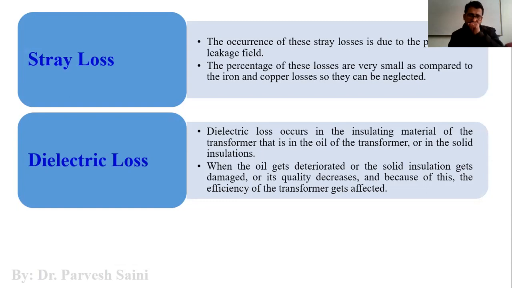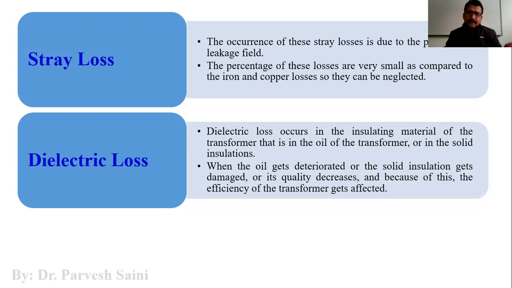When this oil gets deteriorated, or the solid insulation gets damaged, at that point the efficiency of the transformer gets affected, right? Over the usage of the transformer for a long time, the insulation definitely gets damaged or weakened. So the oil of the transformer is changed timely, and the solid insulation is also done properly so that it can be long lasting, right? So this was about the losses of the transformer.